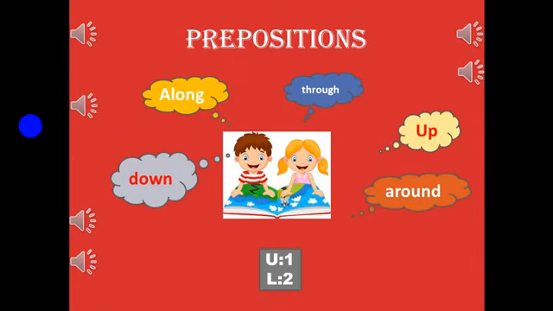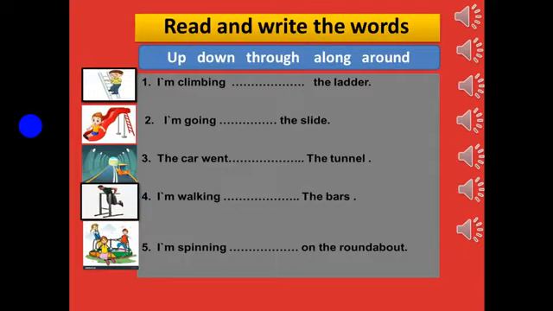We have up, down, along, through, and around. Okay, we know these, and we have memorized them. Now read and write the words. Okay, read and write the words. This topic is very important. Now we have up, down, through, along, and around.